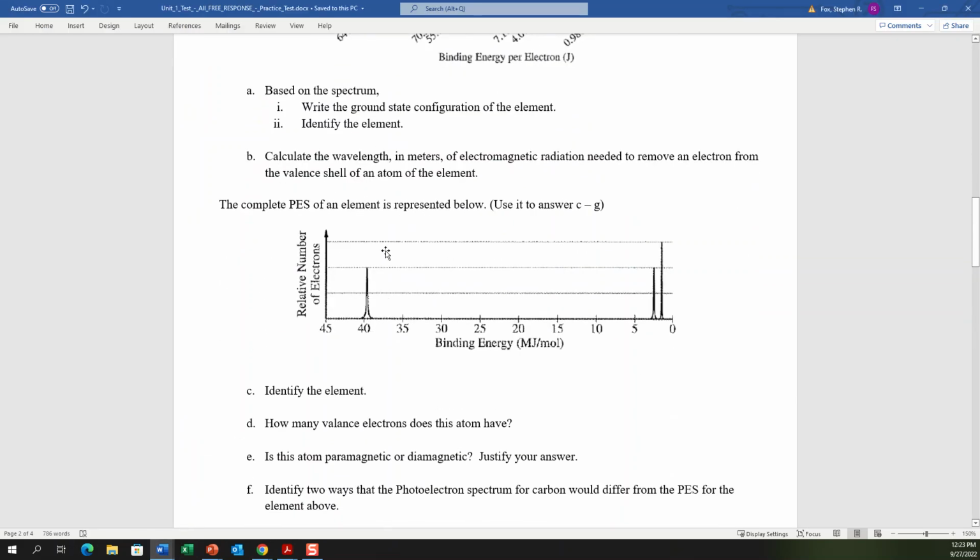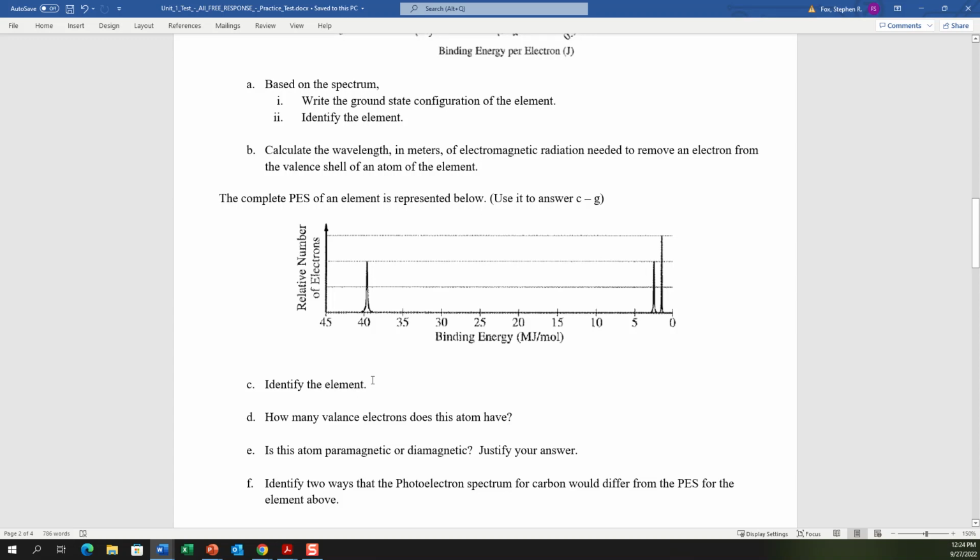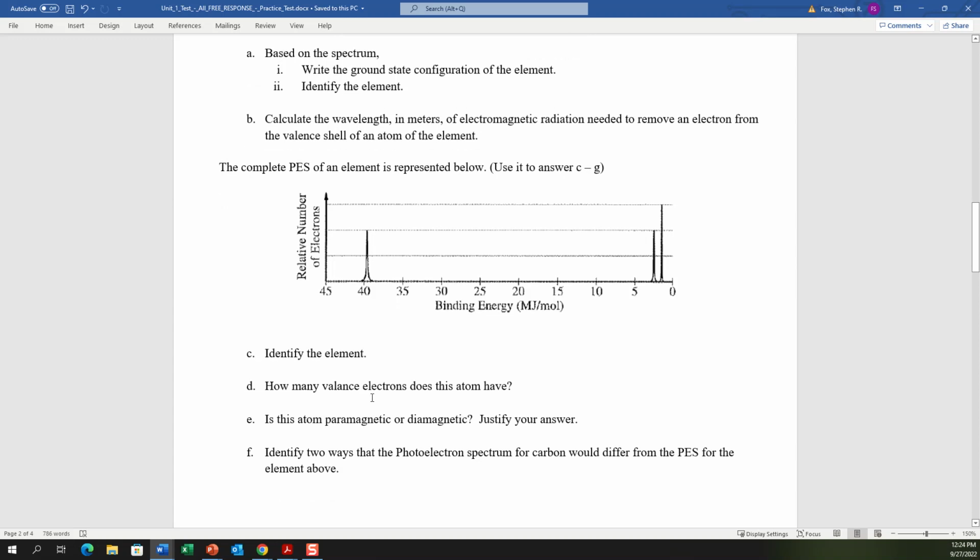Here we're given another PES. So this would be 1s2, 2s2, 2p3. Notice each line on this axis would represent an electron. 1s2, 2s2, so 2p3. So the element is nitrogen. Remember, nitrogen has 5 valence electrons. Be careful. A lot of students will say 3 because of this peak, but remember, the valence electrons are the s and the p electrons. So 2s2, 2p3, so 2 plus 3, 5 valence electrons.